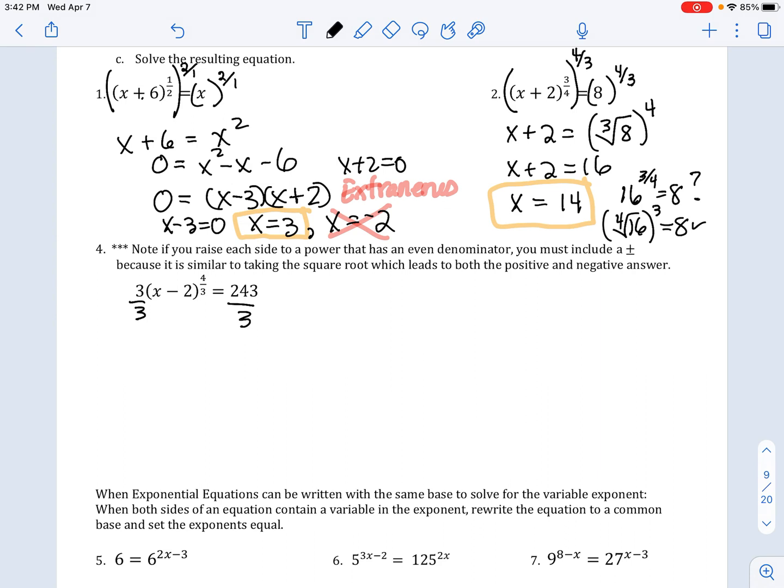I'm going to divide by 3, divide by 3. That's going to give us, because you're going to isolate it, right? X minus 2 to the 4/3 equals 243 divided by 3, which I believe is 81. Let's check it out. 243 divided by 3 is 81. All right. We're going to raise both sides to the reciprocal. So we're raising that to the 3 over 4, and we're raising that to the 3 over 4.